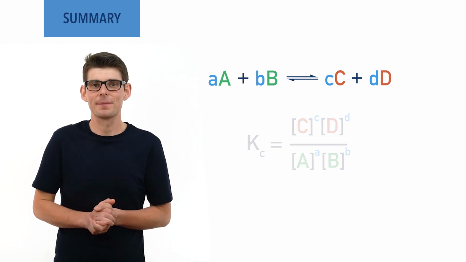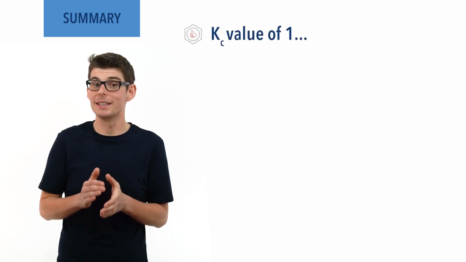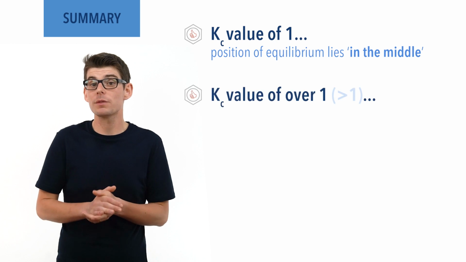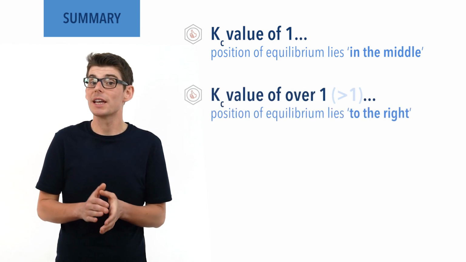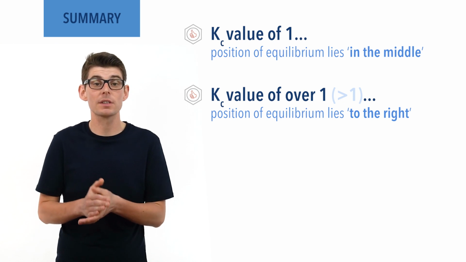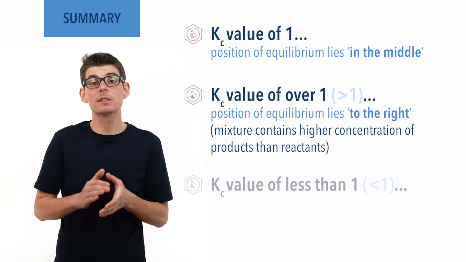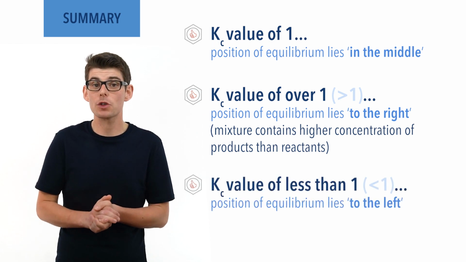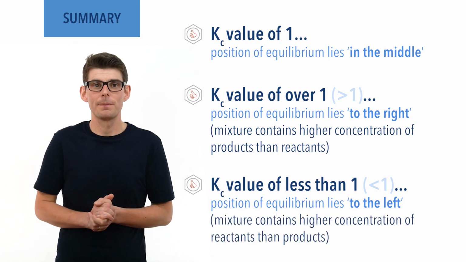Kc value of 1 means position of equilibrium lies in the middle. Kc value of over 1 means position of equilibrium lies to the right and the equilibrium mixture contains a higher concentration of products than reactants. Kc value of less than 1 means position of equilibrium lies to the left and the equilibrium mixture contains a higher concentration of reactants than products.